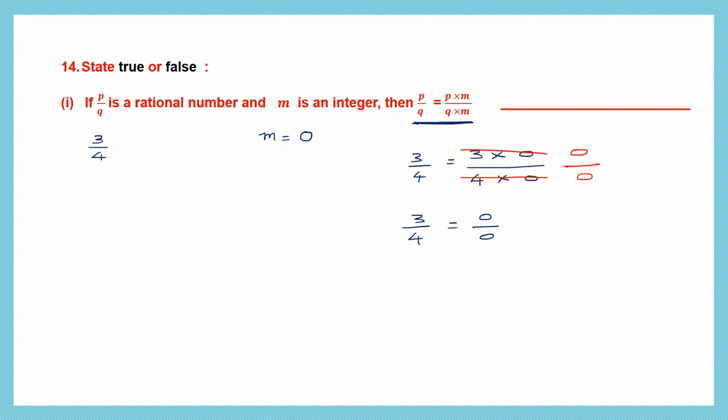So as you can see, left hand side is 3 by 4 and right hand side is 0 by 0. That means the left hand side is not equal to the right hand side. So in that case, this statement is false. Okay, so this statement cannot always be true. So in this case, we have to say that this statement is false.